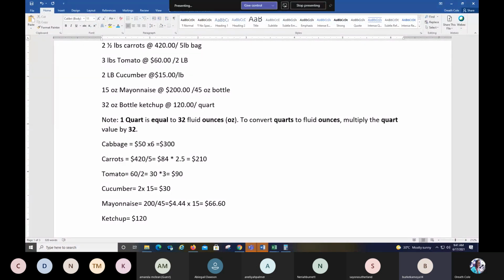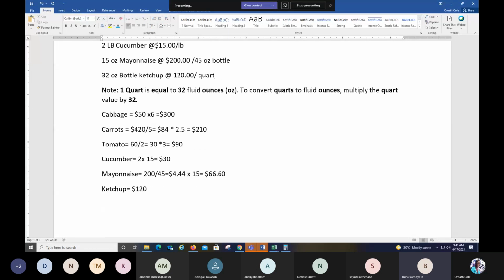All right. So please add up those figures. We're going to be adding. Calculator. Plus 4, plus 9, plus 30, plus 66.68, plus 120. Eight hundred and sixteen dollars and sixty cents.